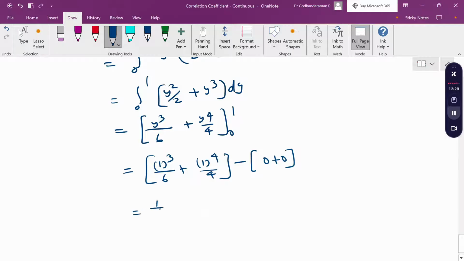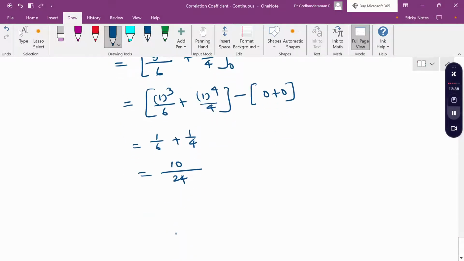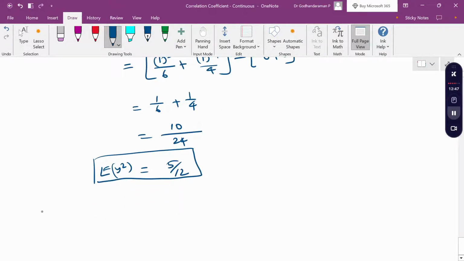Now this is 1 by 6, 1 by 4. When I am taking LCM, 24 is LCM, therefore 10 by 24. This is 5 by 12, expectation of y square. And then expectation of xy.